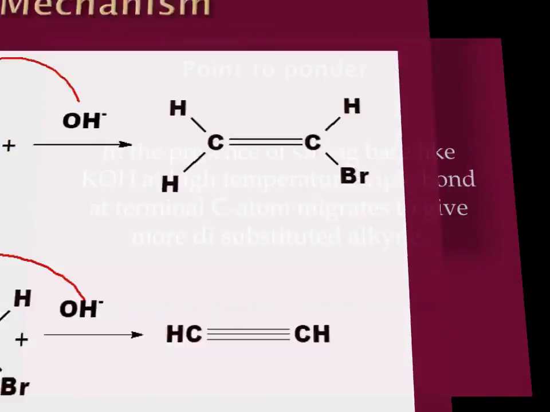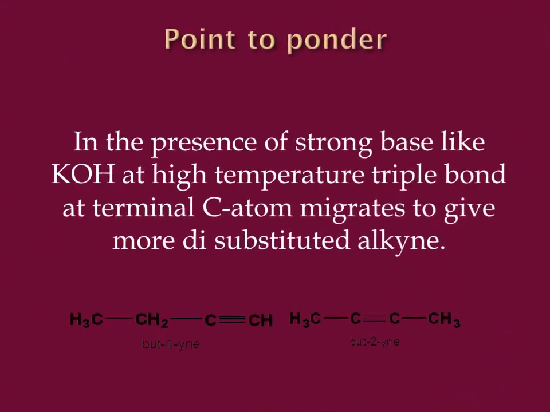Now students, just like alkylated alkenes, alkylated alkynes are also stable. So in the presence of strong base like potassium hydroxide and at a high temperature, the triple bonds which are present at the terminal of any chain, it migrates in the center to give a di-substituted alkyne which is going to be more stable.